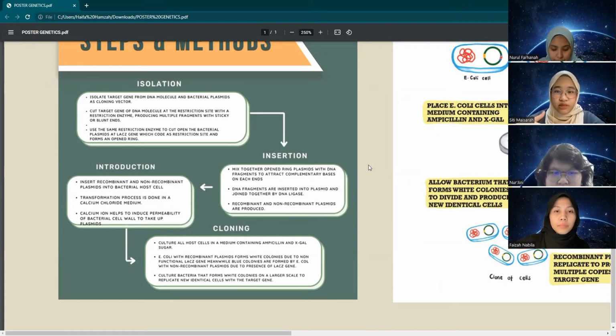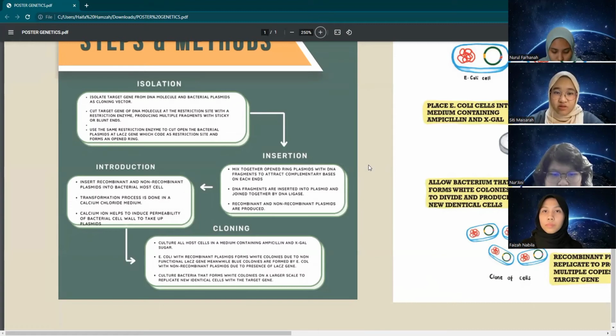The most common host cells that we use are bacteria, E. coli, because it has the most suitable conditions to carry out this step. So the recombinant and non-recombinant plasmids will be mixed with the E. coli in a medium that contains calcium chloride with a brief heat shock. This process is called transformation.